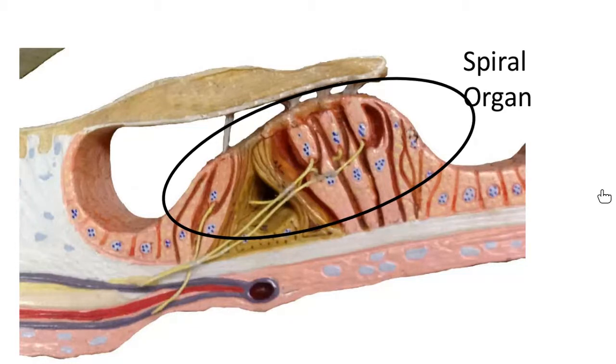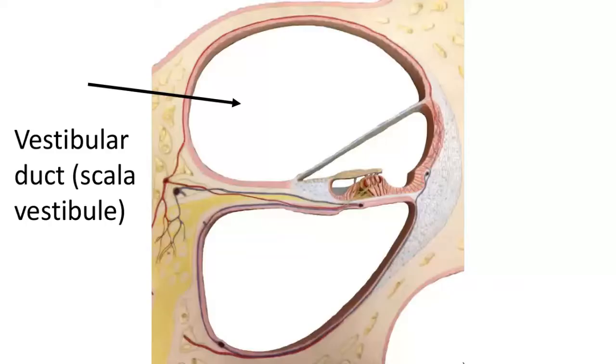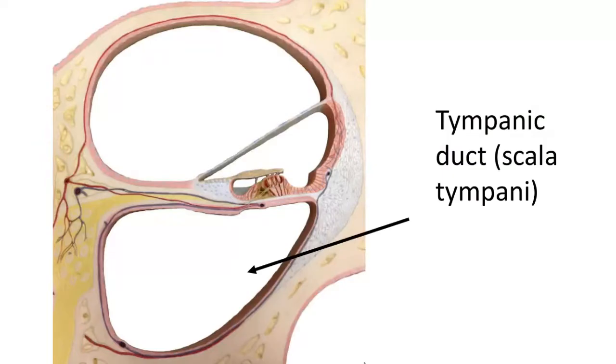Let's talk about the different chambers now. The top big chamber is the vestibular duct or the scala vestibuli. These chambers are filled with fluid, not air, but fluid. That's the big chamber on top. The big chamber below it is called the tympanic duct or the scala tympani.